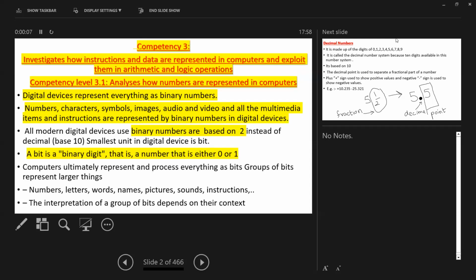Okay, chapter 3. Chapter 3 means computer mathematics. The heading: investigate how instructions and data are represented in computers and exploit them in mathematics.